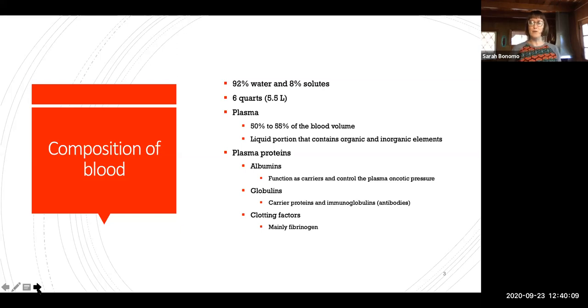Keeping in mind that we have about 6 quarts or 5.5 liters of blood in the average size body. So this is a 1 liter bottle. So we've got at least 5.5 of these roaming around, give or take, based on things like how hydrated you are. If you've had a recent episode of bleeding, those kind of things can change that composition just a little bit.